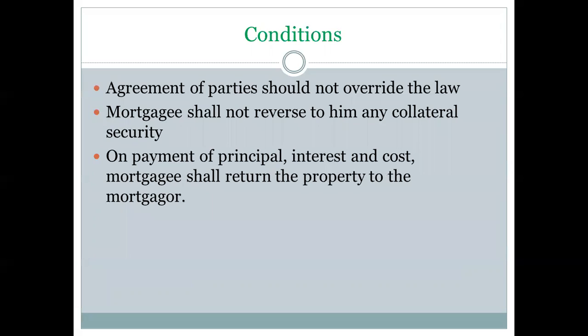Three principles, or we can say conditions. Agreement between the parties should not override the law. Mortgagee shall not reserve to himself any collateral security, that is, any advantage which he has received under the mortgage to his own advantage. On payment of the principal, interest, and the cost, all the property should come back to the mortgagor.